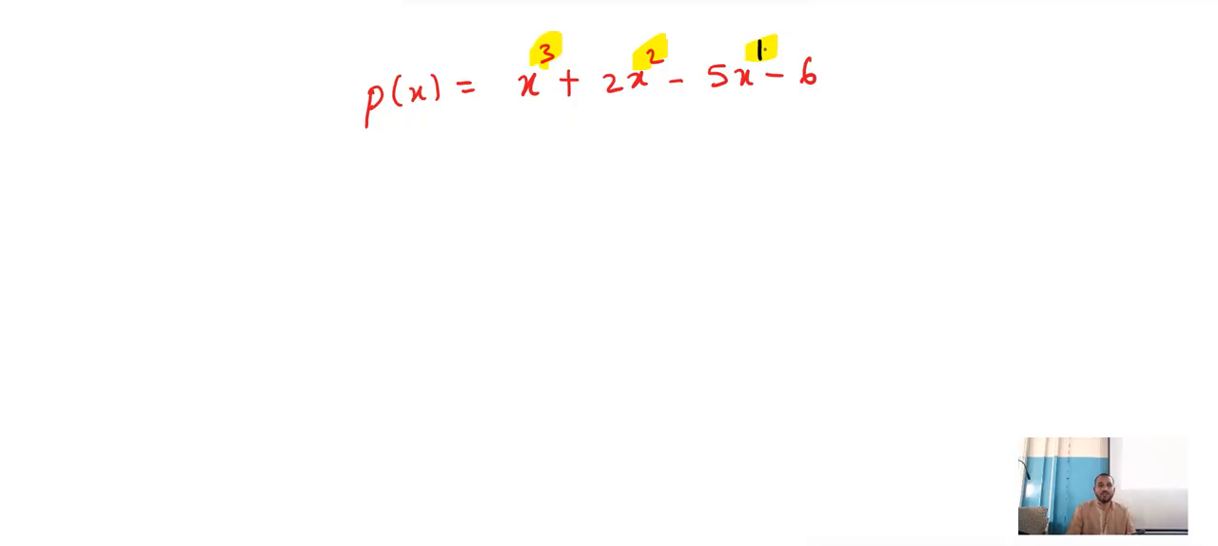Among these 3, 2, 1, which is the highest power? 3. The highest power is 3, so we say that the degree of the polynomial, the highest degree, is 3.